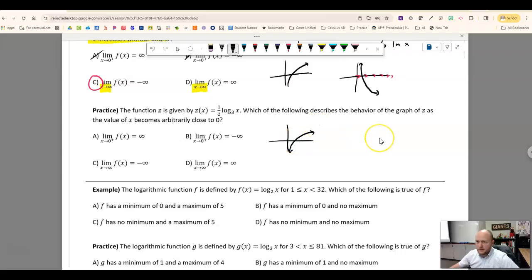Okay, hopefully on this one, just again by the words, x becomes arbitrarily close to 0. Hopefully you threw out C and D, and we're looking at these limit statements here, as x becomes close to 0 from the right side. And then your graph is just a normal logarithmic function. I have a 1/2 factor, but that just kind of compresses it. It doesn't change the end behavior. So as we get closer and closer to 0, it looks like my y values are going to negative infinity. The correct answer here would be B.